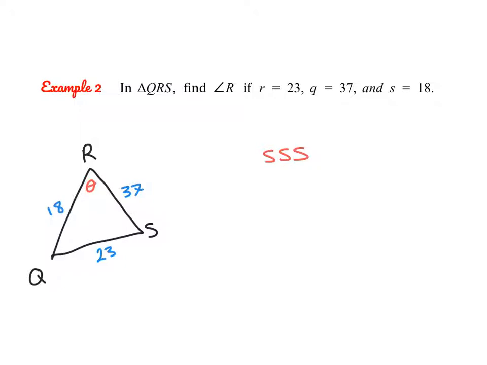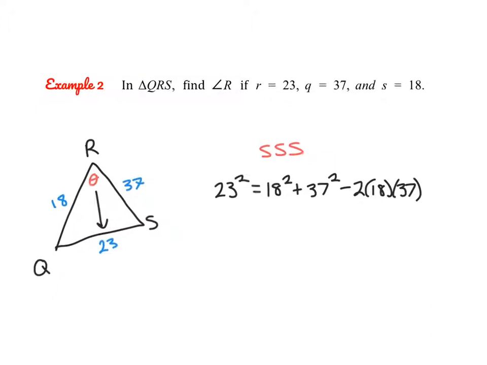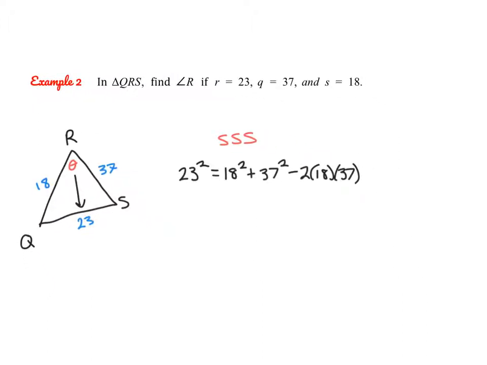So here, like I said, we're going to work with this side. We can say 23 squared equals the other two sides squared. So 18 squared plus 37 squared minus 2 times 18 times 37. Let me zoom out. Times the cosine of theta. So our goal in solving right now is to isolate cosine of theta. So without even simplifying anything, I'll do this in my calculator later.